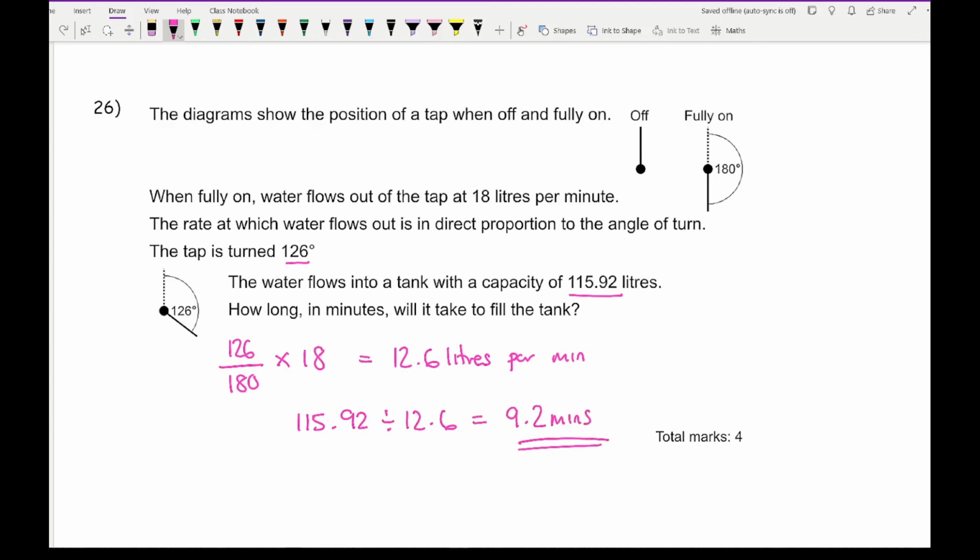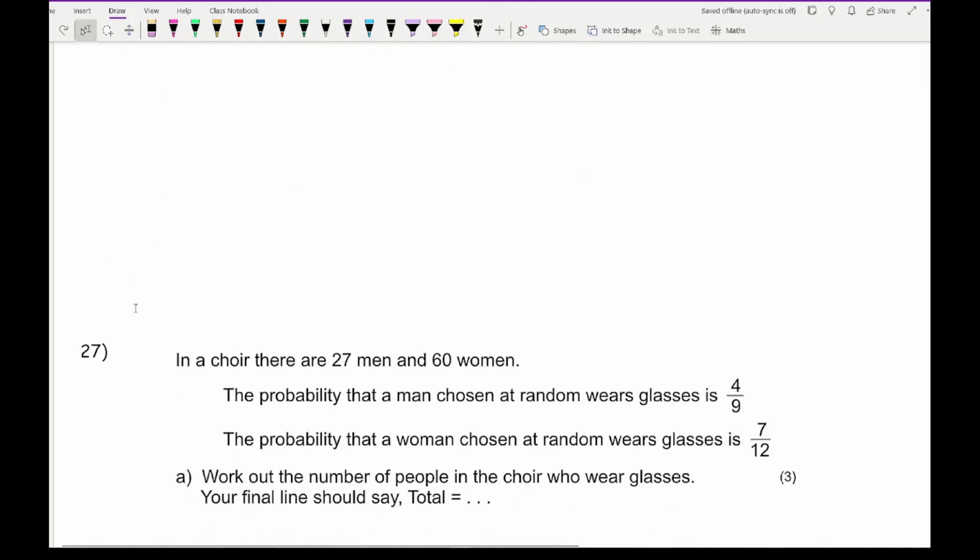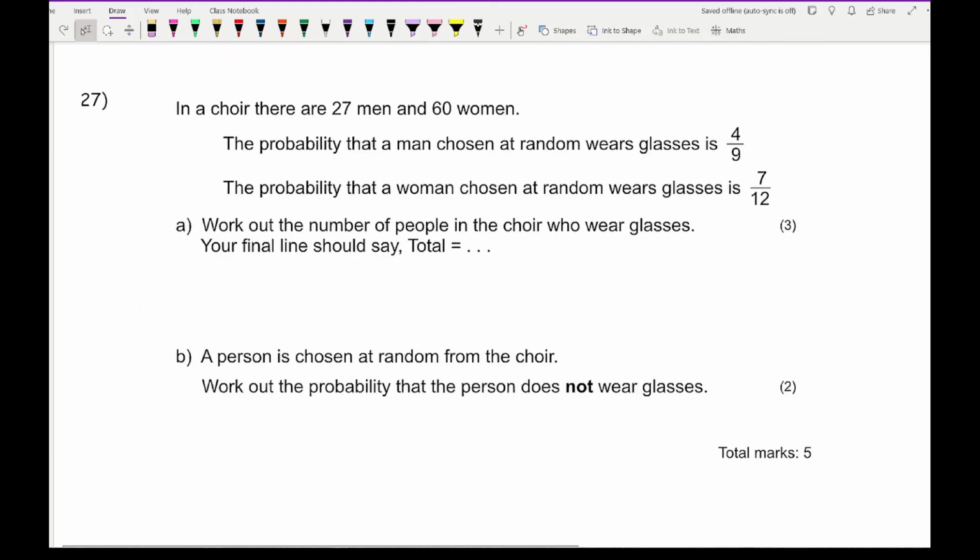And I'll leave my answer as that. Moving on to question 27, it says, in a choir there are 27 men and 60 women. The probability that a man chosen at random wears glasses is 4/9. The probability that a woman chosen at random wears glasses is 7/12. Work out the total number of people in the choir who wear glasses.